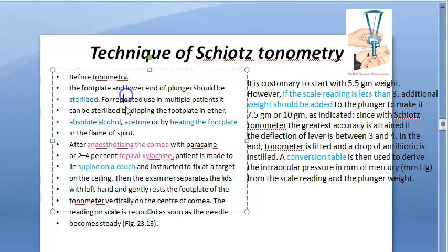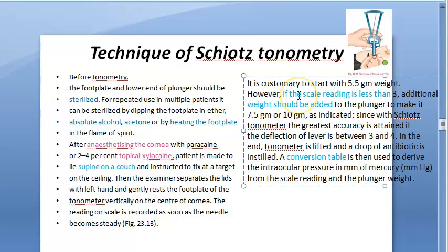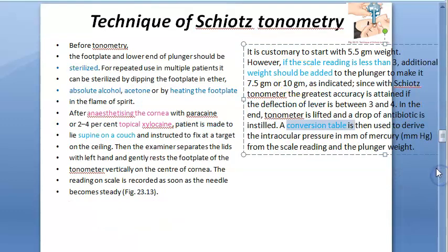Okay, we have seen this. So basically you will anesthetize the cornea. First of all, you sterilize this tonometer, then you anesthetize the cornea with the 2% xylocaine. You make the patient lie supine and then you measure it. You hold the lids and so on, we have told you already. And if the reading is less, then you should add some weights. Then there's a conversion table to give you the IOP, right?